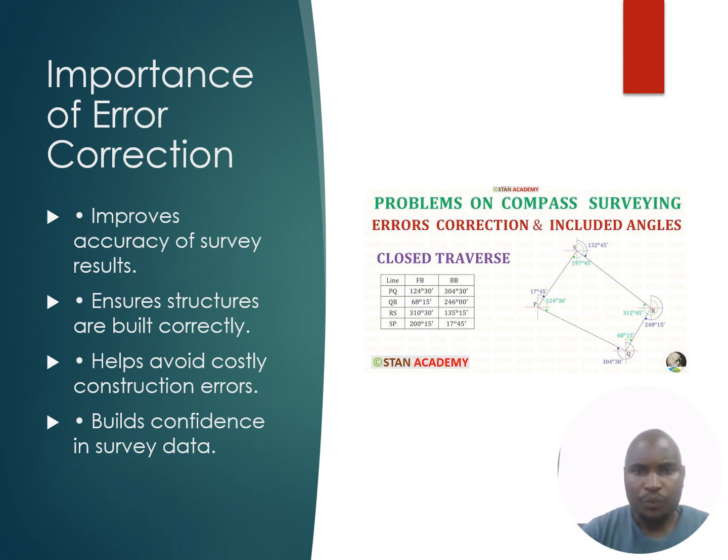Examples of error corrections: the problems that arise when we use the tape, the problems of compass surveying, errors, corrections, and included angles. We have closed traverse, and measurement questions where we are supposed to calculate the measurement and errors.